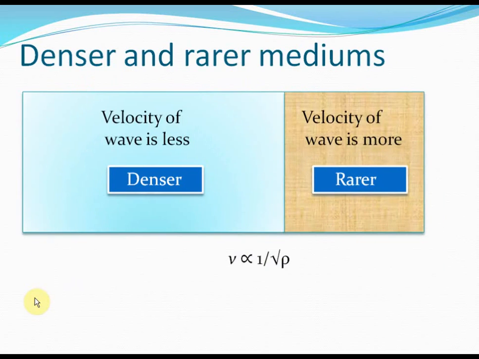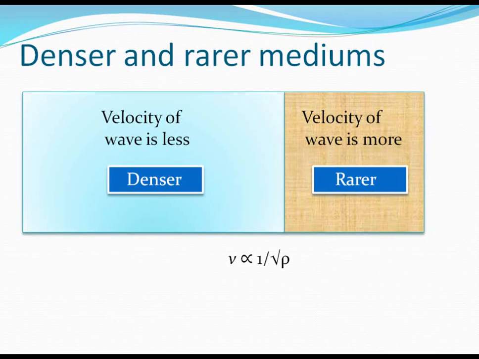There are two types of mediums, denser mediums and rarer mediums. The medium in which the velocity of the wave is less is called the denser medium, and the medium in which the velocity of the wave is more is called the rarer medium. So this means, if the wave is having a lot of trouble passing through the medium, that is, the velocity of the wave is less, then that medium will be dense. But if that wave can easily pass through a medium fast, then the medium will be the rarer medium.